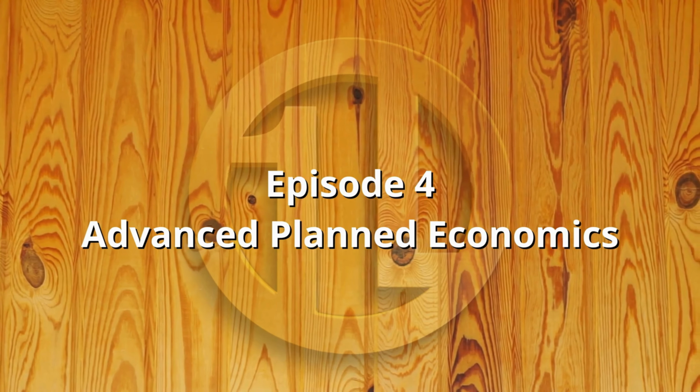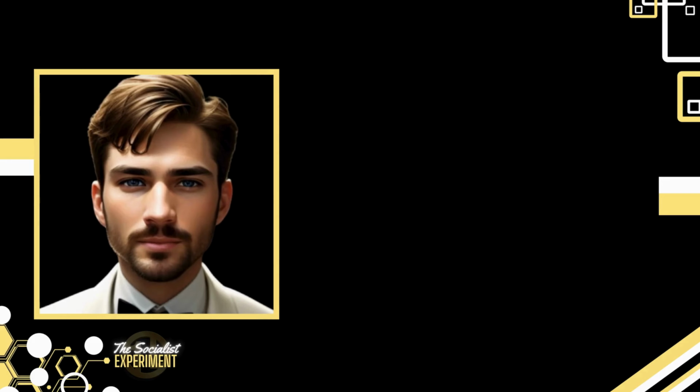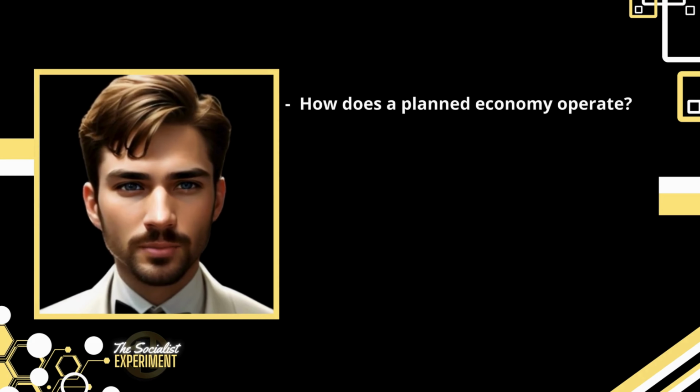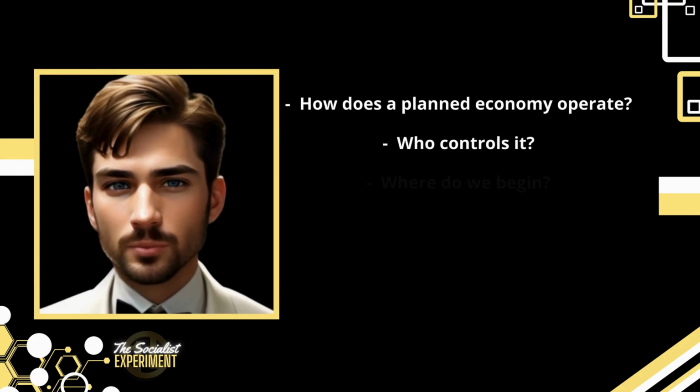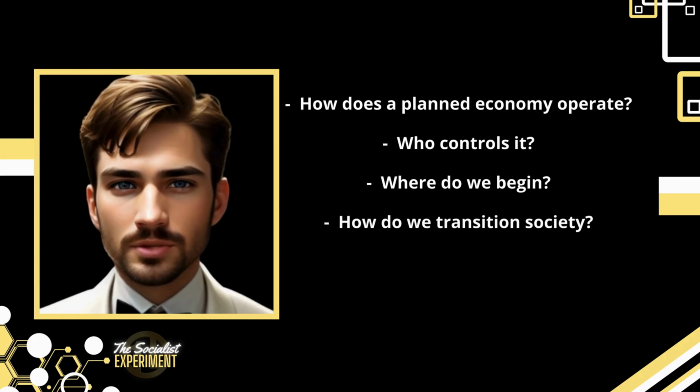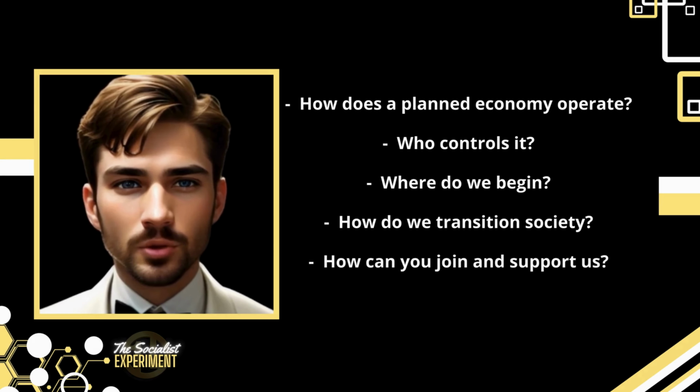Episode 4, Advanced Planned Economics. The topics of discussion are: how does a planned economy operate? Who controls it? Where do we begin? How do we transition society? How can you join and support us?